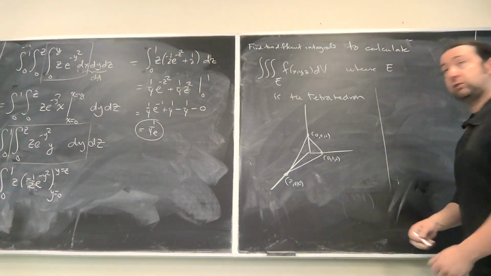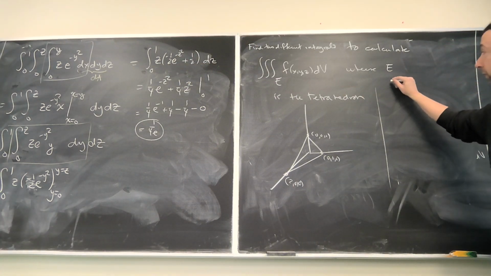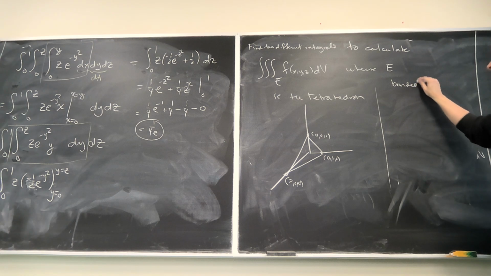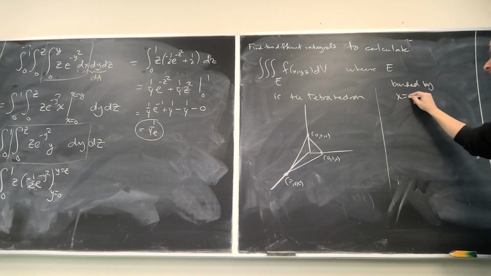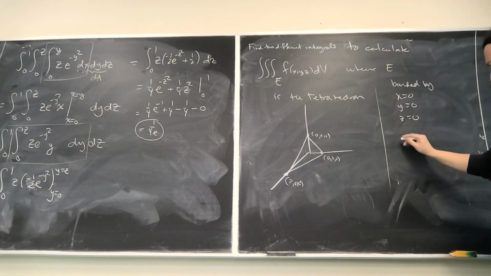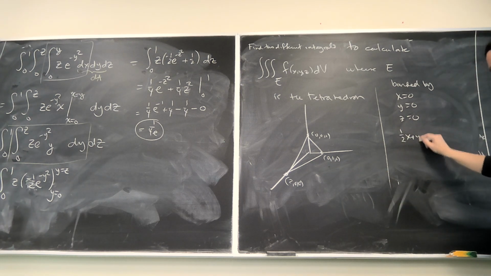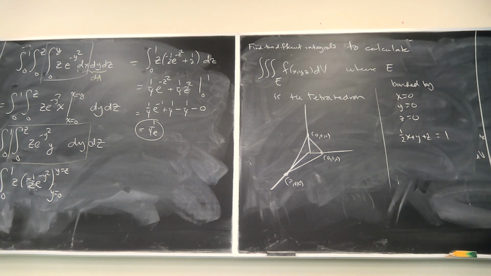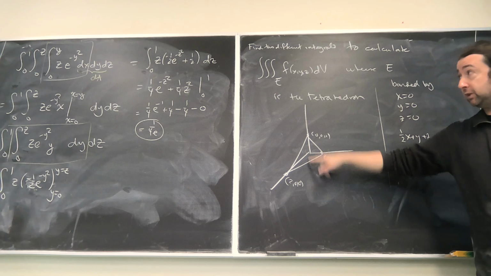If I wanted to write this in terms of equations, I would say the region bounded by x equals 0, y equals 0, z equals 0, and I think the equation for this plane is 1/2 x plus y plus z is equal to 1. Okay, so I've given you a region now. Pretty easy one. It's just lines and planes. And the idea is, from this tetrahedron, I want to build limits of integration.